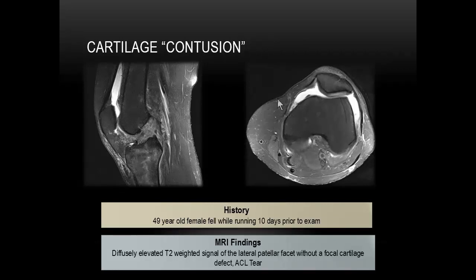We can also see it in the setting of acute injury. This was a 49-year-old female. She fell running, obviously tore her ACL, but also impacted the cartilage within the lateral facet of her patella, where we have diffuse increased signal intensity. My experience when you follow these over time is that this never goes back to being normal. That intrinsic impaction on that cartilage, although we call it a contusion, implying that it's a transient process, usually will have persistent T2 abnormalities that last for years, particularly down in the radial zone. The peripheral zone tends to resume a more normal signal intensity.